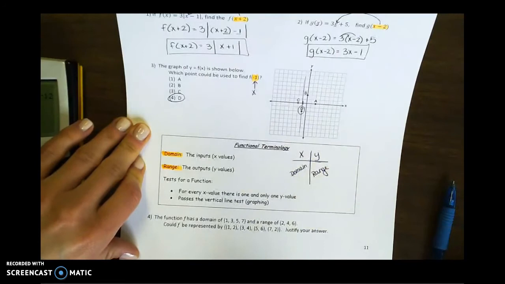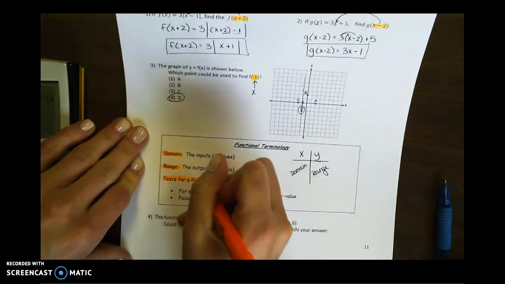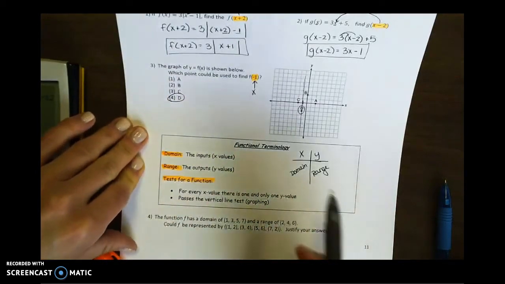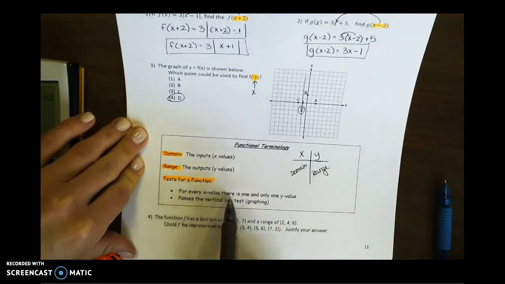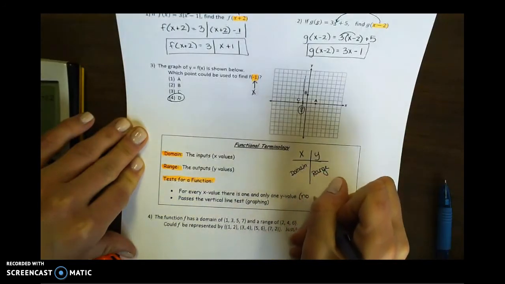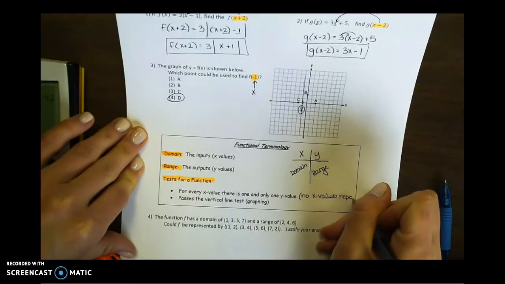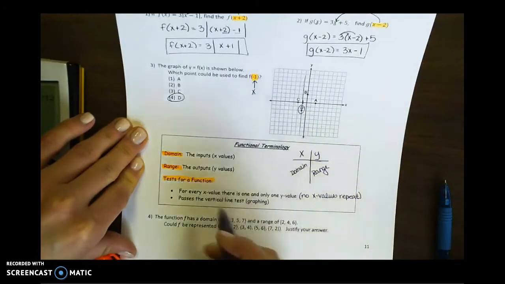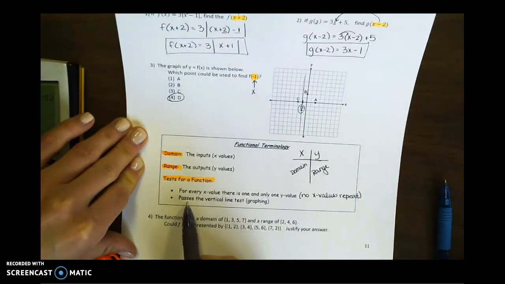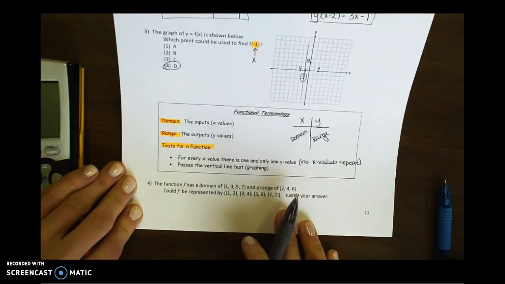Okay, now we can also test for a function to determine if a relation is a function. You need to check to see for every x value there is one and only one y value. In other words, no x values repeat. All right, the second way we can test for a function is to see if it passes the vertical line test. And we're going to look at that when we're graphing. All right, so let's go ahead, let's put this all together. So let's take a look at our first example.